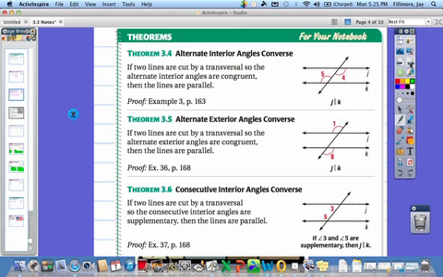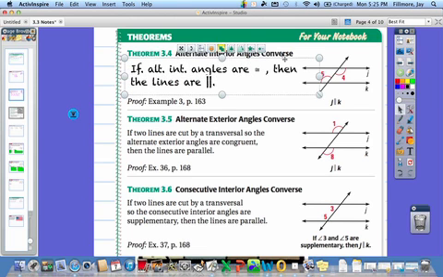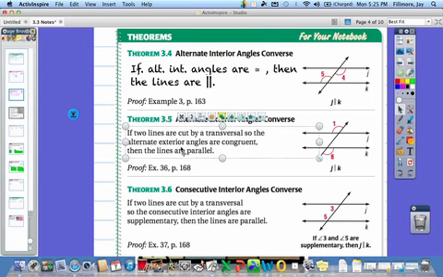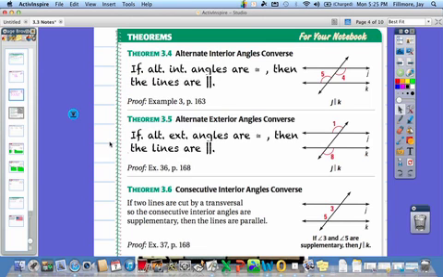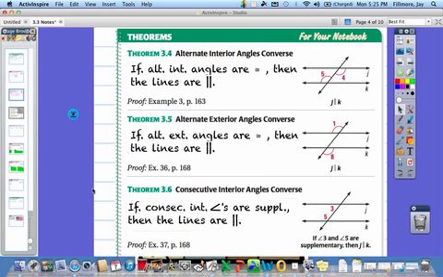Now, we have three theorems regarding this as well: our alternate interiors, alternate exteriors, and consecutive interiors. These are kind of wordy though. These are the descriptions in your book. So to make it a bit shorter, if alternate interior angles are congruent, then the lines are parallel, just like with the corresponding. Likewise, if alternate exterior angles are congruent, then the lines are parallel. And if consecutive interior angles are supplementary, then the lines are parallel.